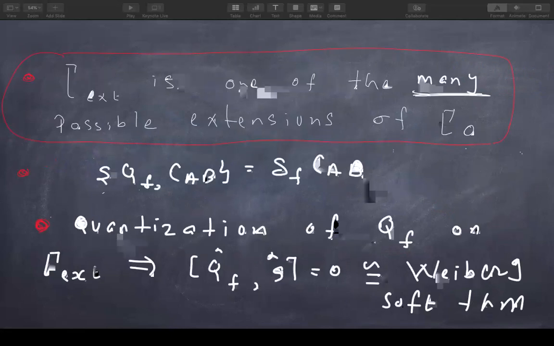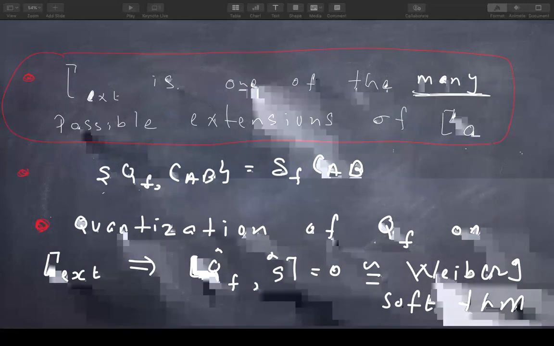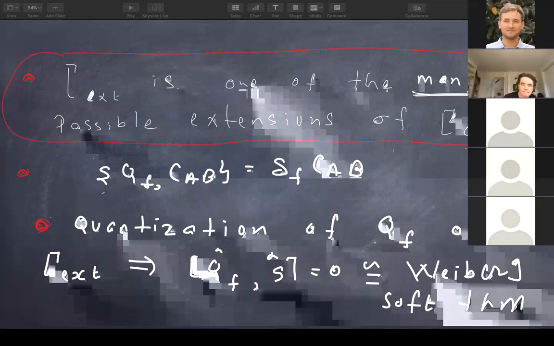I just want to mention that this is not a unique extension. It is just one of many possible extensions, but it is motivated by the requirement that we want the supertranslation charge to have a faithful action. It should capture the space-time action on the shear. They showed that this extension satisfied this requirement, and once it did, you could quantize this supertranslation charge on this extended phase space. It was shown by these authors that the Ward identity for the supertranslation charge gives Weinberg's soft graviton theorem.